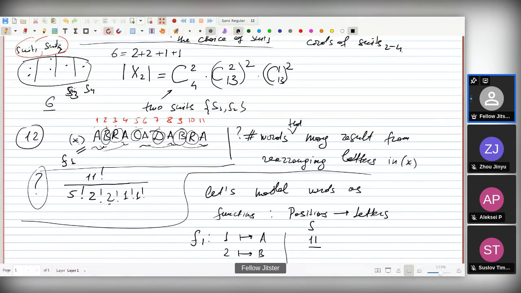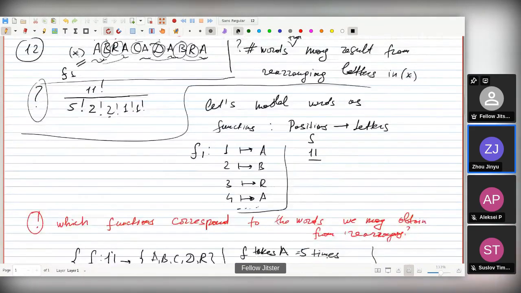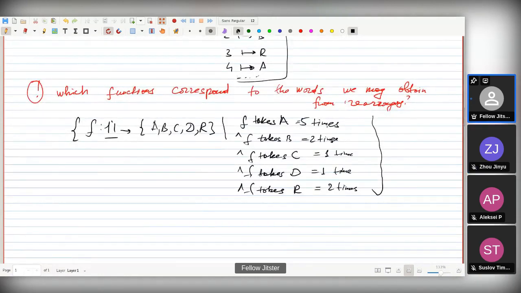Is this idea clear? Yeah. By the way, if you wish, you can make this condition a little bit more formal. This is equivalent to the following. The number of positions where A is taken is 5, or the cardinality of the preimage of the singleton of A equals 5, but it doesn't matter much. Is it clear?